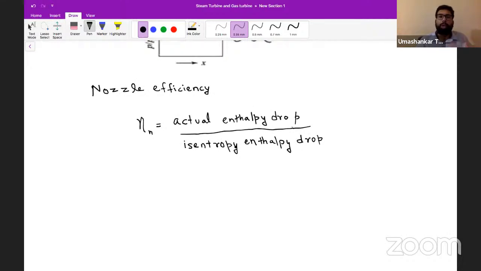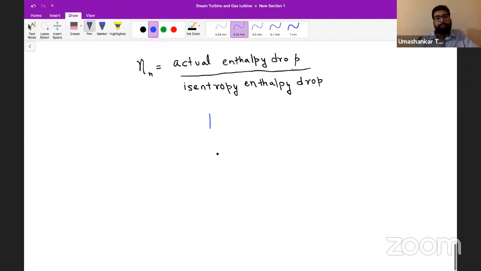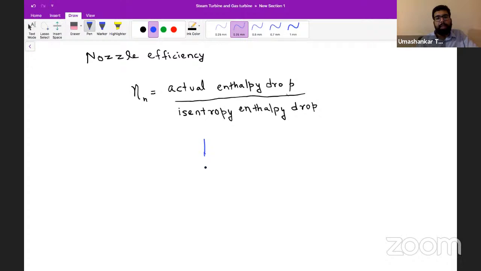So we are incorporating a coefficient to compensate for that difference between actual and theoretical. Okay, so what we have assumed, let us see this with the help of a diagram.